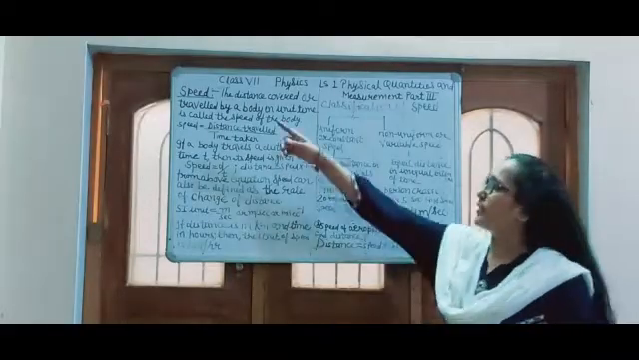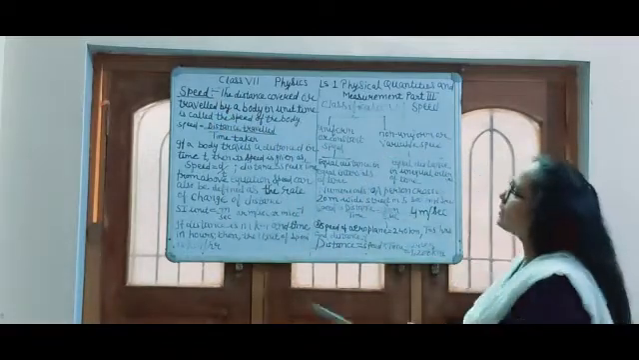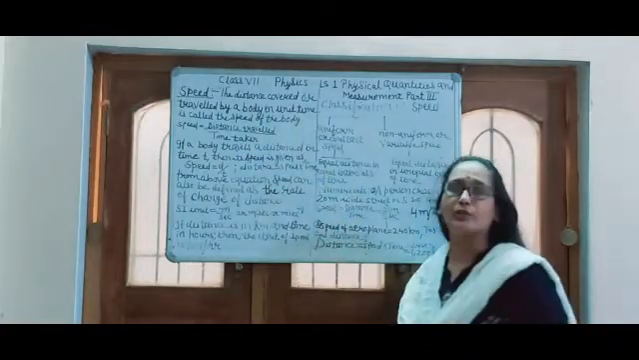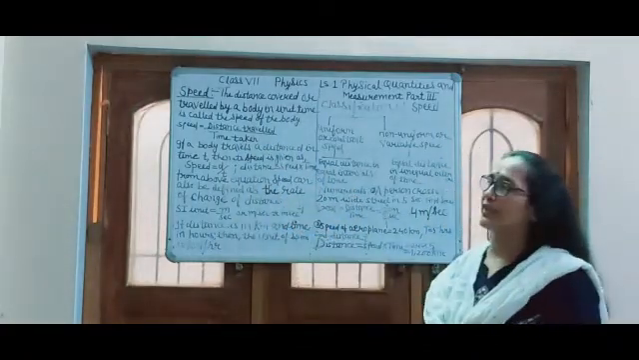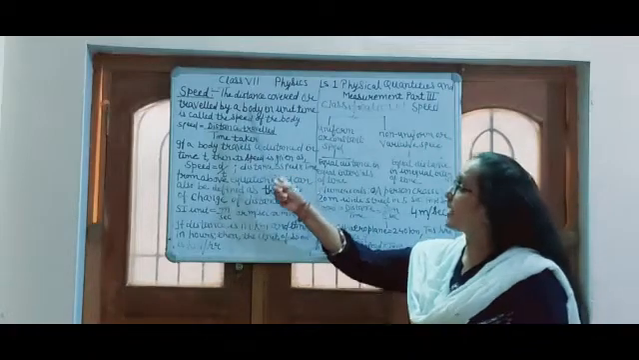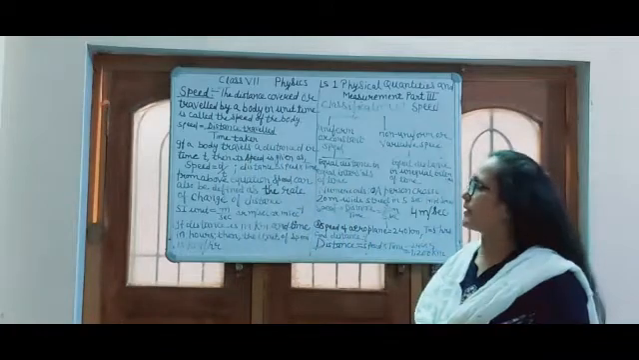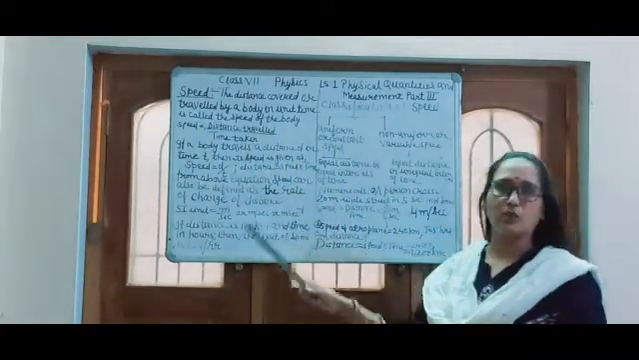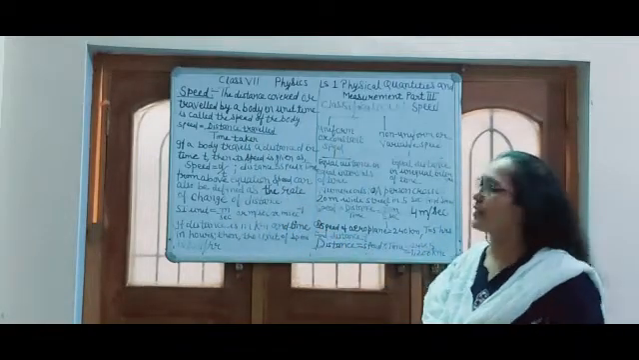Now student, our next topic is speed. What is speed? The distance covered or travelled by a body in unit time is called the speed of the body. What did I say? The distance travelled by a body in unit time is called the speed of the body. And speed is equal to distance travelled upon time taken.